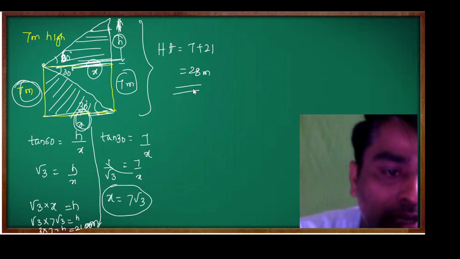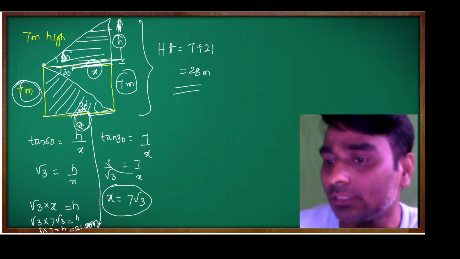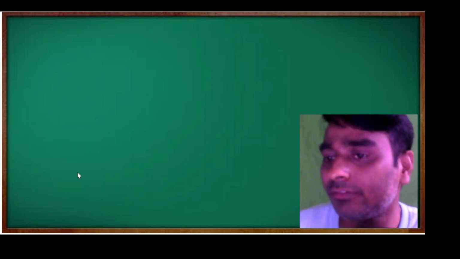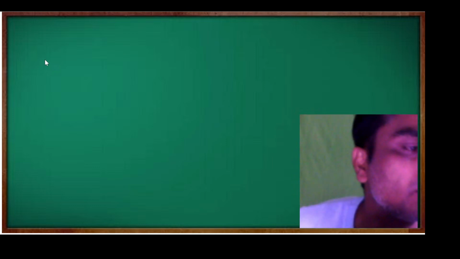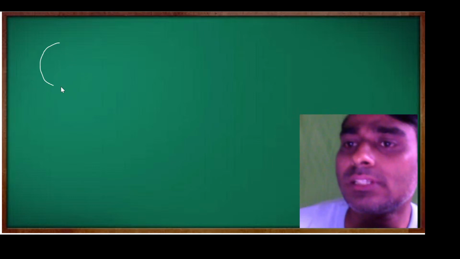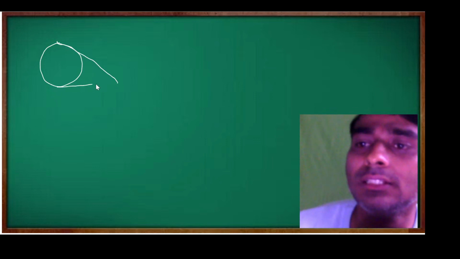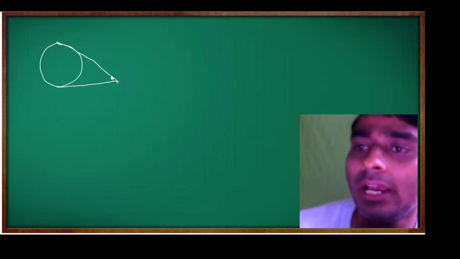Okay, Nisarga has given one question, we'll take that now. This will be the last question of today's session. The question she has sent is, tangents PQ and PR are drawn to the circle. That means there is one circle, two tangents are drawn like this, and here 30 degrees is given.